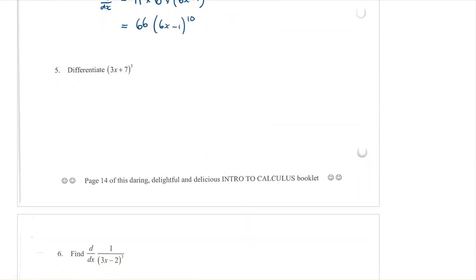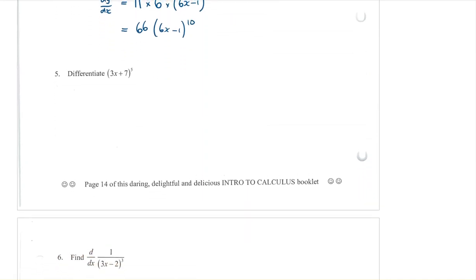Let's do that again. Differentiate 3x plus 7 to the power of 5. So dy over dx equals, the power comes down to the front, multiply by the derivative of the function, which is the derivative of the bracket, which will be the 3. Multiply by the bracket, and subtract 1 from the power. 5 times 3 is 15, 3x plus 7 to the power of 4.